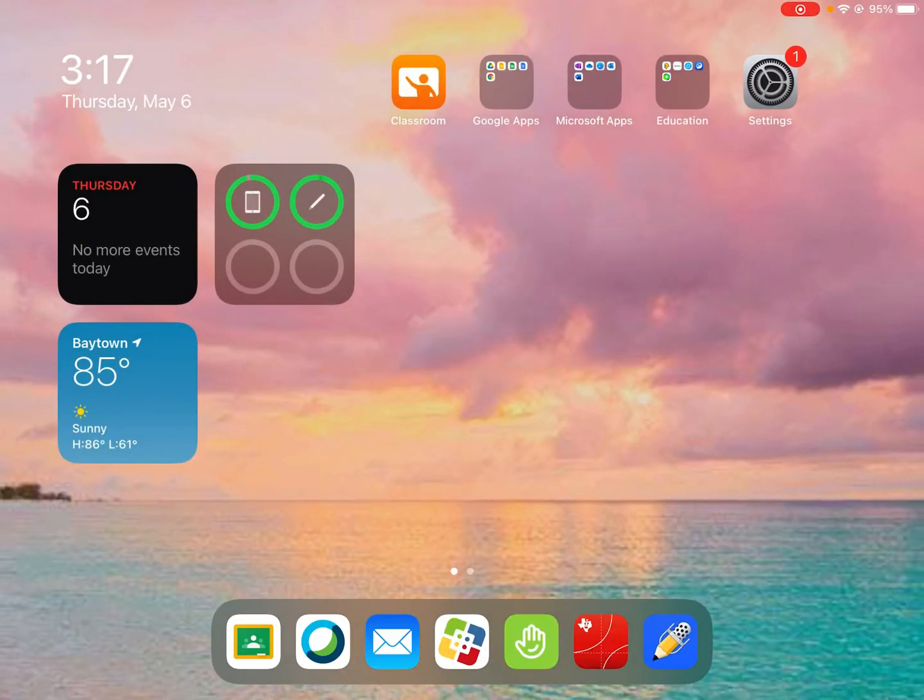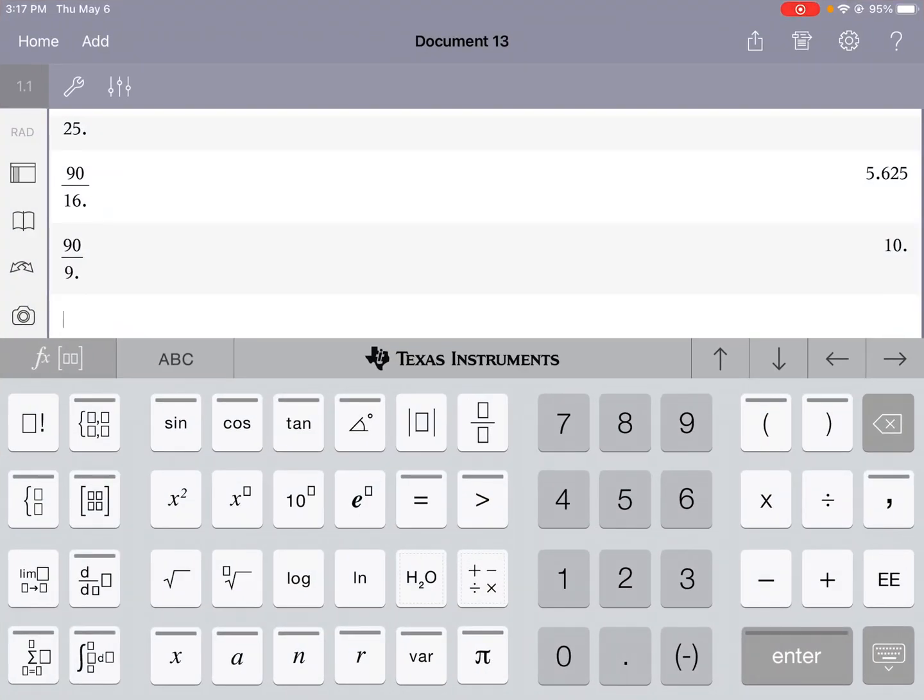To check our work, we take the square root of 90, we get a decimal. We do 3 rad 10. Do we get the same decimal? Yes, we do. Okay, so that's how we can check our work.